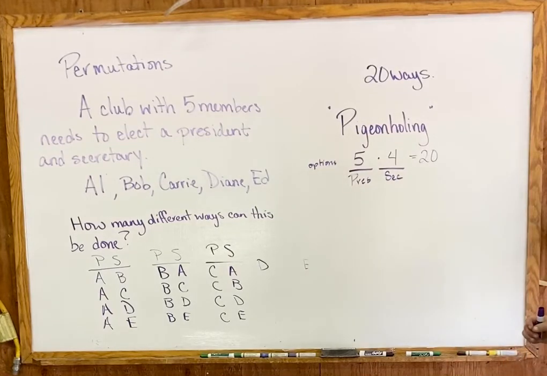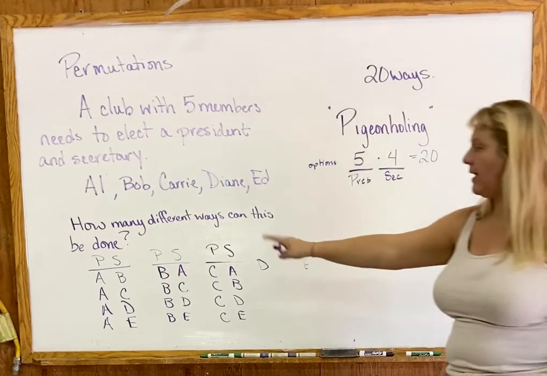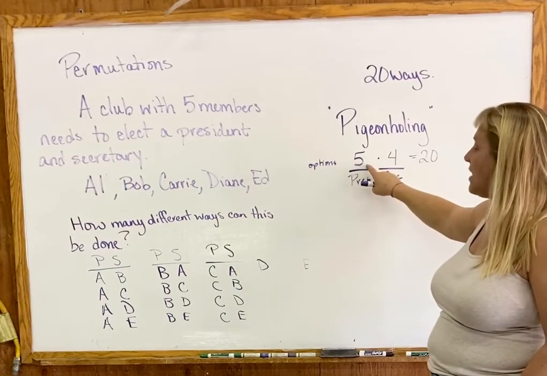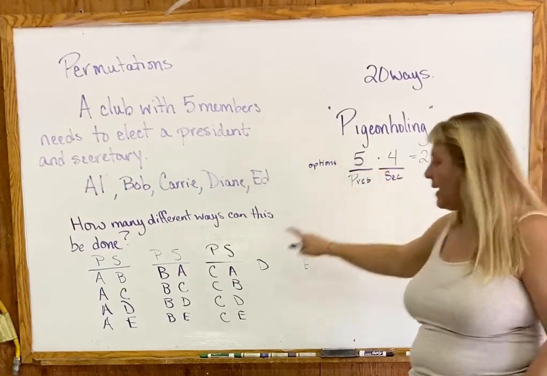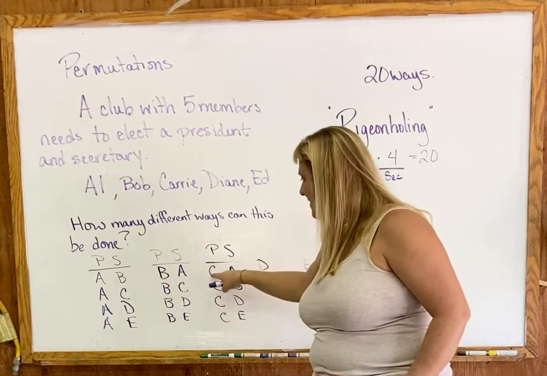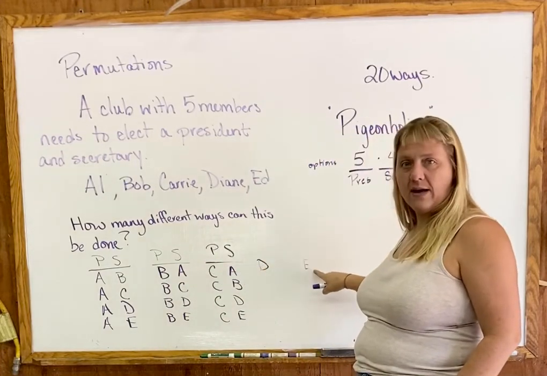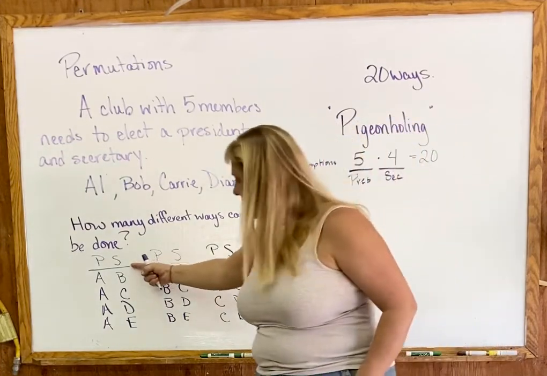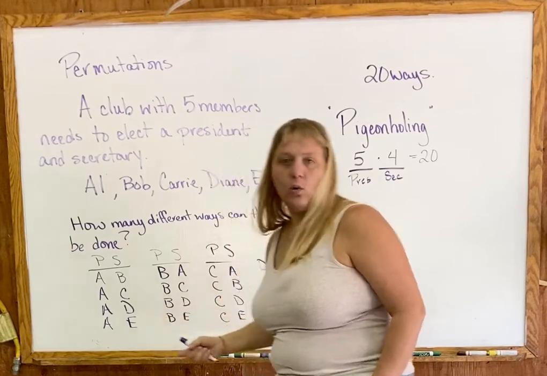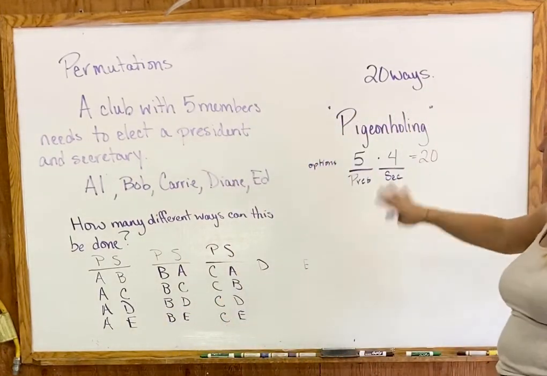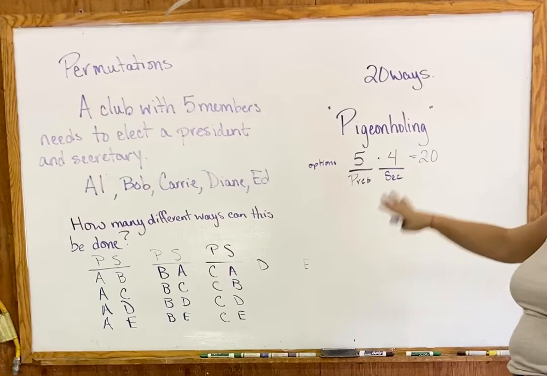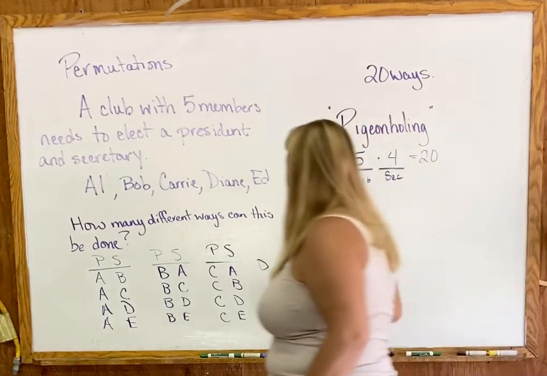Okay, so this is the idea of pigeonholing, is instead of making a list, we kind of think about the list. So how many options did we have for the president? We had 5 of them, right? And then how many options did we have for the secretary? We had 4 of them. Okay, so it's kind of, without drawing all the options, it kind of makes it easier there.